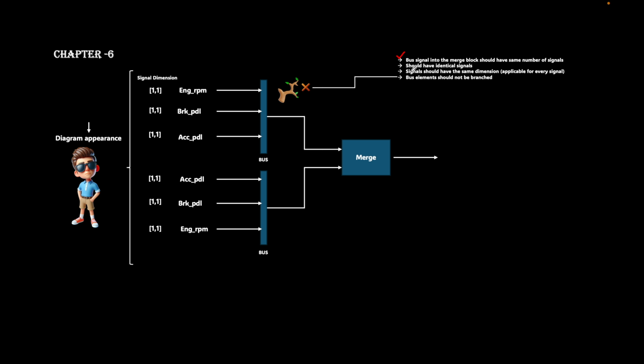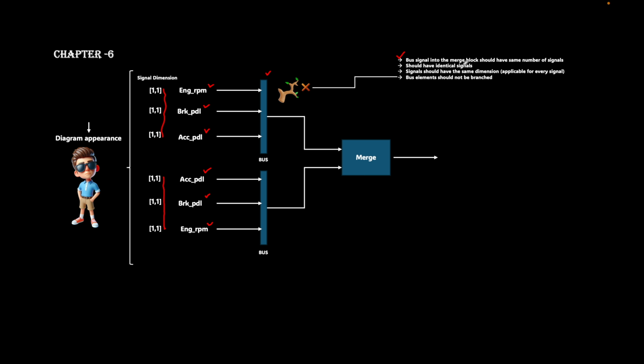Coming to the first part over here, the bus signals into the merge block should have the same number of inputs. The bus block, which is this one, should have the same number of inputs, like you are seeing here: engine RPM, brake pedal percentage, acceleration pedal percentage. Here also in the other bus, you are having the same kind of signals. And here you can see the dimensions are also the same.